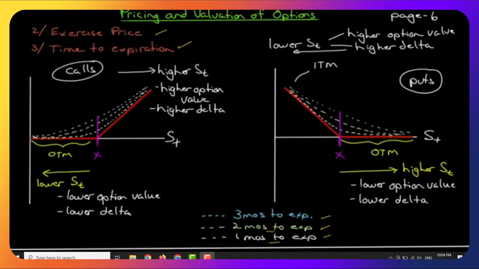So let's repeat something from the previous screen. For calls, we know that the higher the underlying price goes, the higher the option value, and the higher the delta of the option.